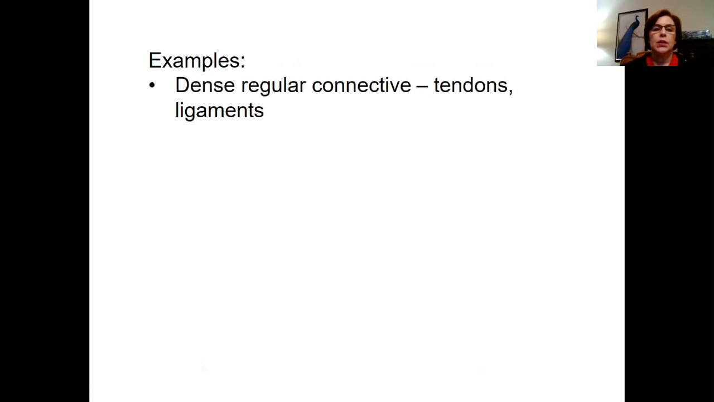I would like you to know that dense, regular connective tissue is tendons and ligaments. You can write this down on the summary sheet. I just want you to write down a couple of examples. Give you some time to write.